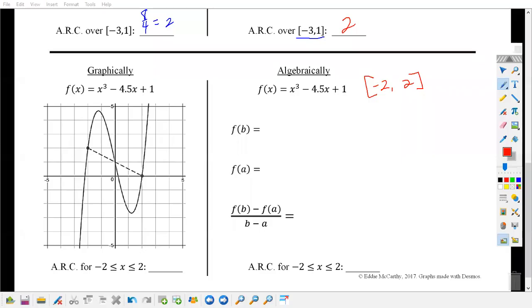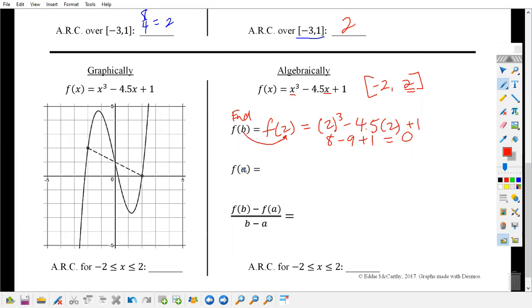All right, let's see what we did. So remember, your f of b is where did you end? My ending value of my interval is 2. So I'm substituting in 2, and that's going to be my b value. Everywhere there's an x, it's going to become a 2. So we have 2 cubed minus 4.5 times 2 plus 1. That's going to give me 8 minus 9 plus 1, which equals 0.